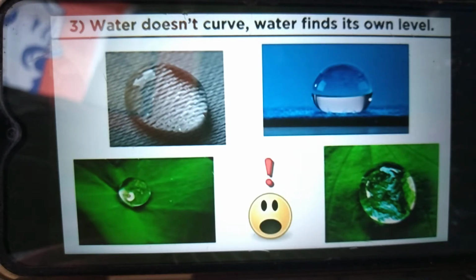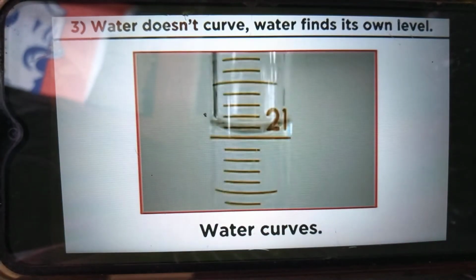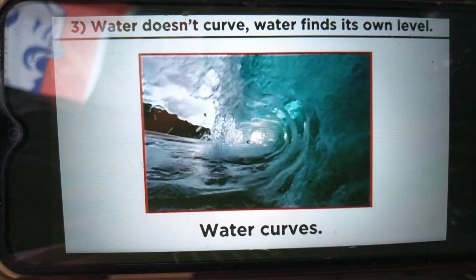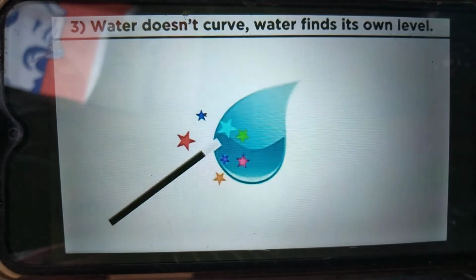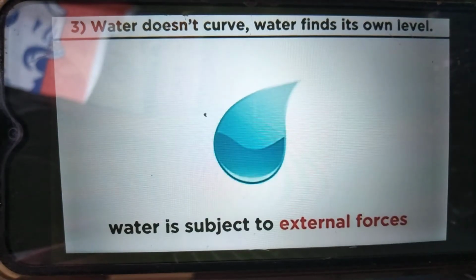In your haste to mindlessly parrot what you heard from flat earth priests about water, you forgot to look at water. Water curves, my friends. Look at this curved meniscus. Look at these waves. Water curves all the time. Water is not magic. It is subject to influence by external forces just like all other matter.